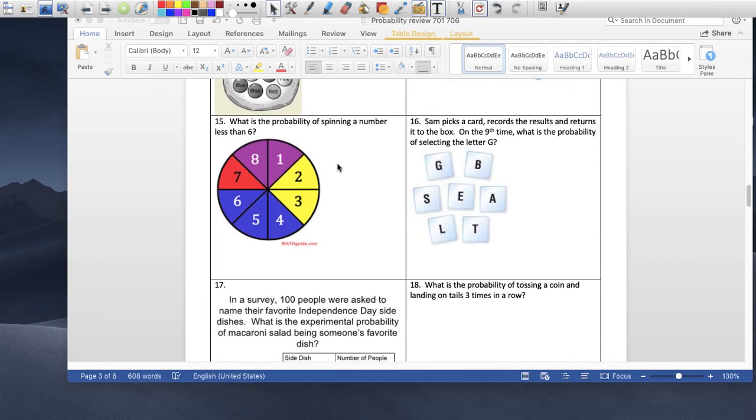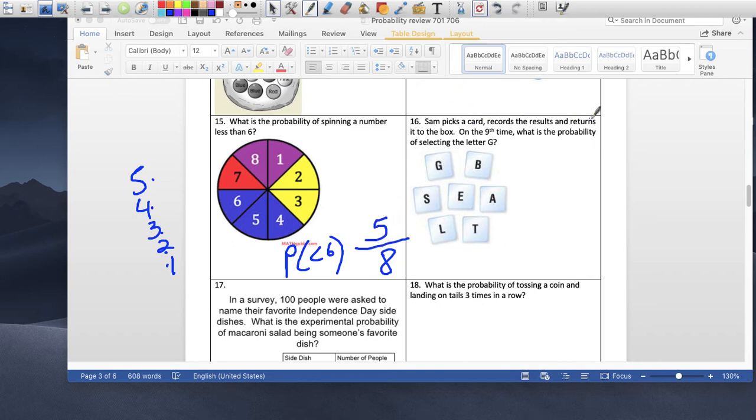What's the probability of spinning a number less than 6? Okay. P less than 6. Well, how many numbers in total are there? 1, 2, 3. First of all, there's 8. And the probability you will land on a number less than 6. Less than 6 would be 5 is okay. 4, 3, 2, 1. So there's 1, 2, 3, 4, 5 choices. The probability of you achieving that would be 5 out of 8.